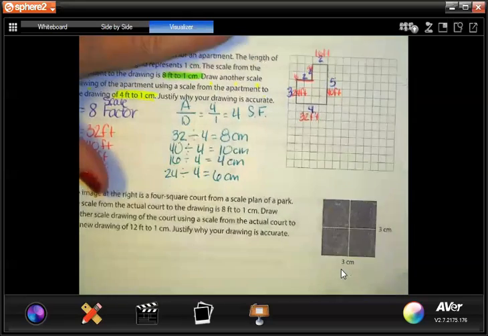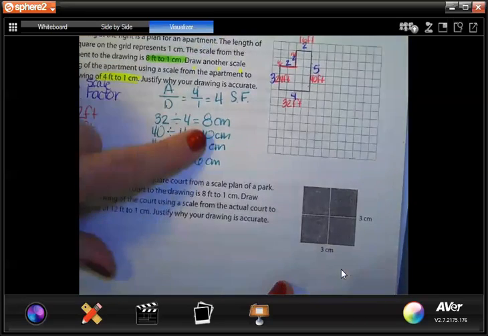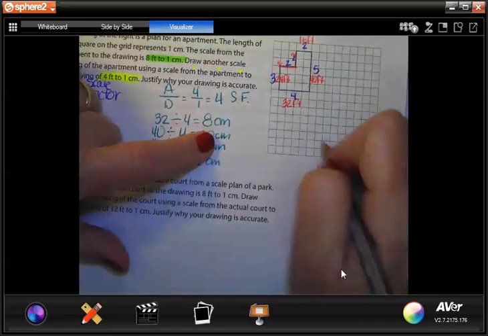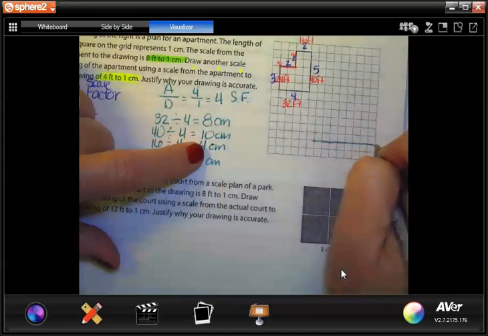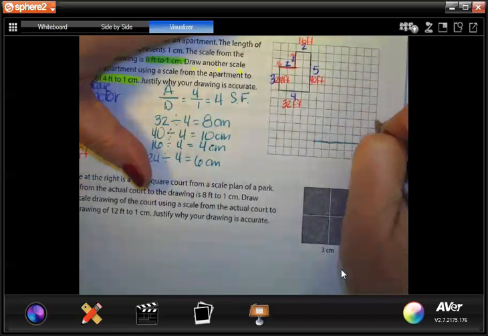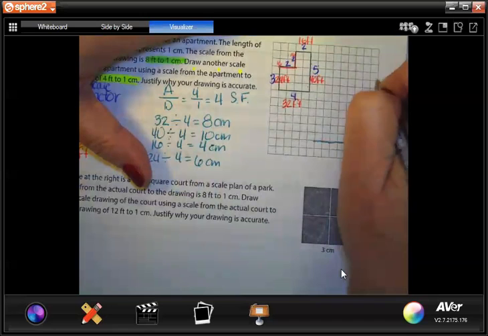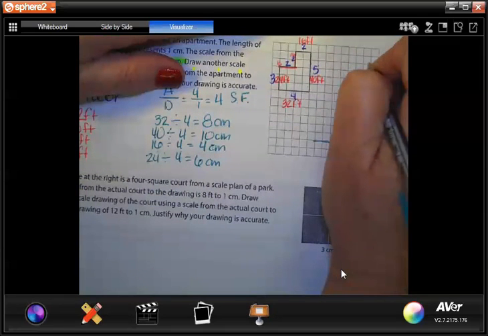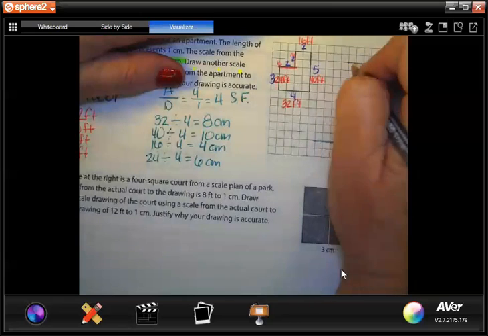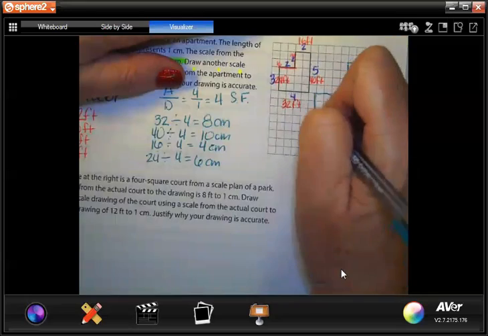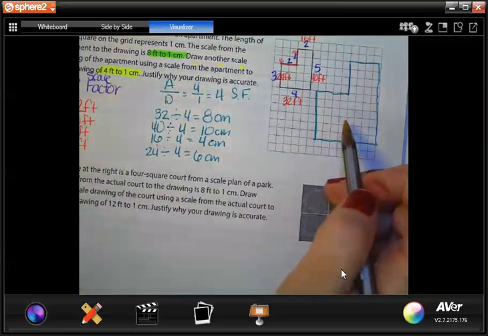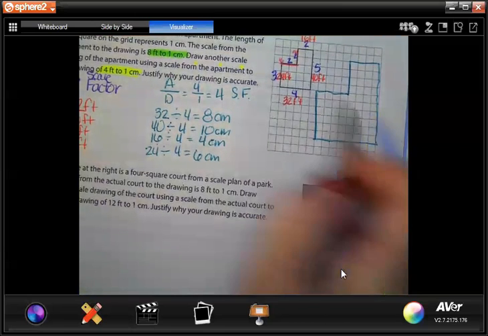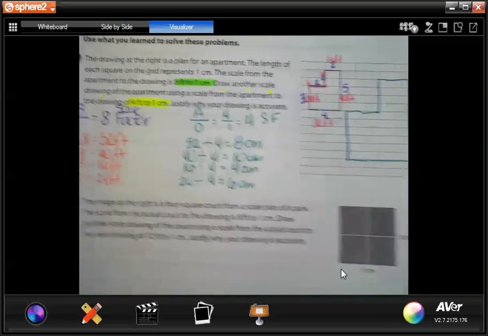So if I were to draw my new scale drawing, okay, I'm going to start down here, and it's now 8 centimeters. So 1, 2, 3, 4, 5, 6, 7, 8. This is up 10. 1, 2, 3, 4, 5, 6, 7, 8, 9, 10. Now it's over 1, 2, 3, 4. Down 1, 2, 3, 4. Over 1, 2, 3, 4. And then down. Okay, so this is what the new scale drawing will look like after we did all of those conversions.